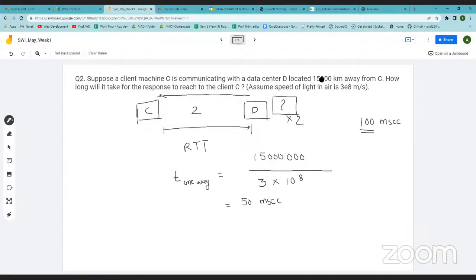But we have not mentioned that specifically, right? So you don't have to consider that. If it is given, then you will have to consider that. It will be explicitly given in the question. This is the processing time.